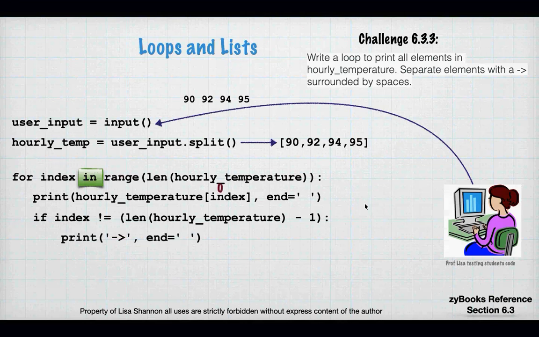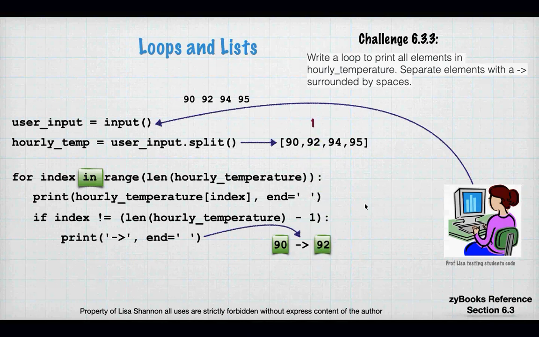So let's just take a look at how this goes. So that was a little fast. So at index 0, I'm going to be at 90, and then I'm going to print my arrow, and then, where is it? There we go, 1. That's just way too fast. Sorry, people.